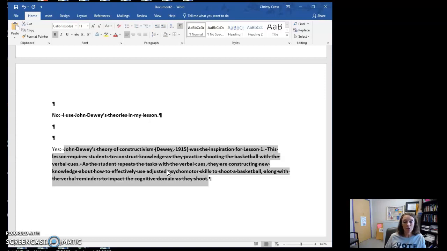You can't just throw in someone's name and the word theory and say, well, my lesson follows this. No, it doesn't. You have to show that you know it. As the student repeats the task with the verbal cues, they are constructing new knowledge about how to effectively use adjusted psychomotor skills to shoot a basketball, along with verbal reminders to impact the cognitive domain as they shoot.